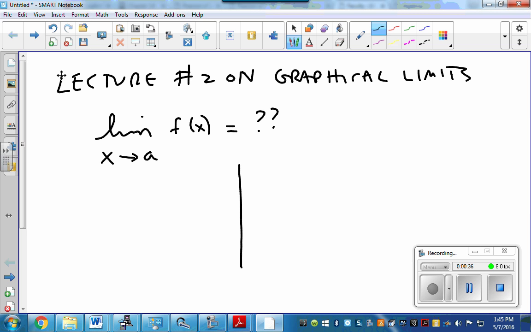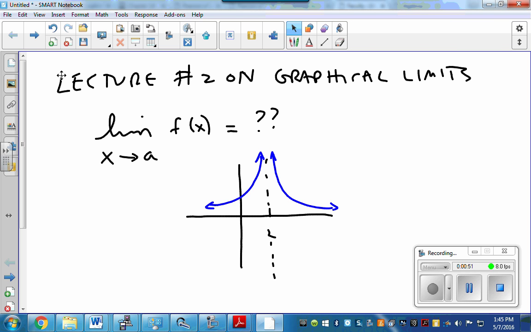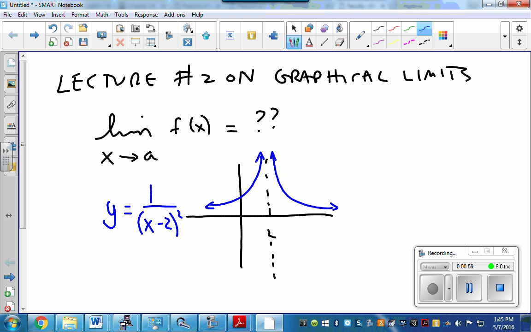Here's an example. So here's 2. We have a vertical asymptote, and the function seems to be doing this. And you might want to review the lesson on graphing. A typical equation might be y is equal to 1 over x minus 2 squared. Okay, so this is very similar to y is 1 over x squared. That's in your library of functions.